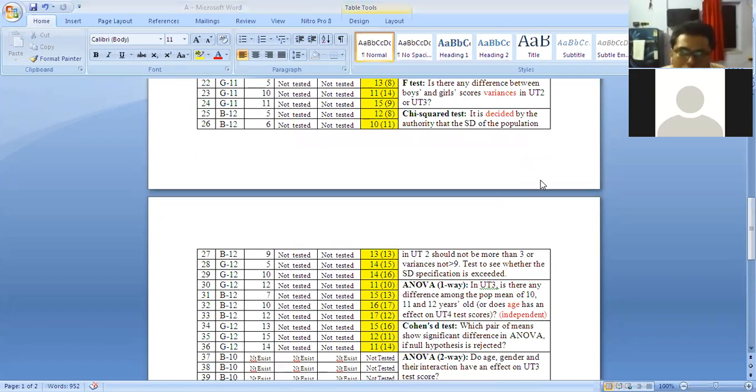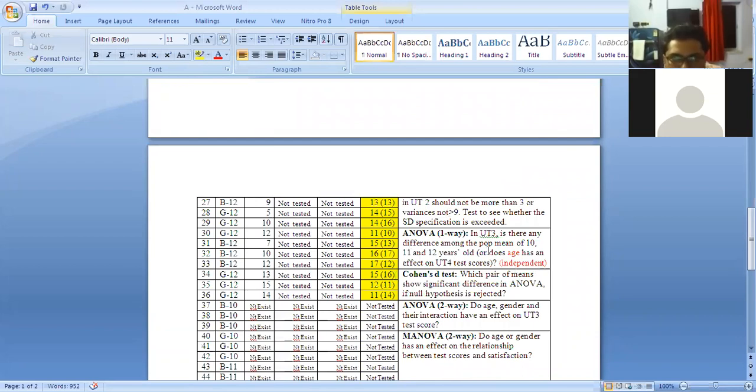Okay, so now you are looking at the ANOVA. Okay, one-way ANOVA. Suppose in unit test 4, is there any difference among the population mean of 10, 11 and 12 years old? Or does age have an effect on unit test 4 test scores? Okay, so that you would like to test in one-way ANOVA.